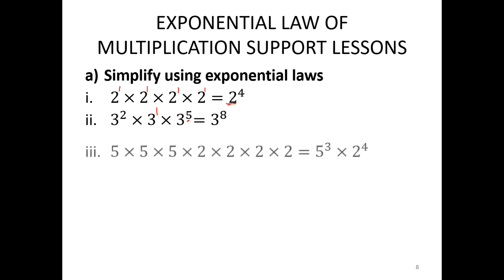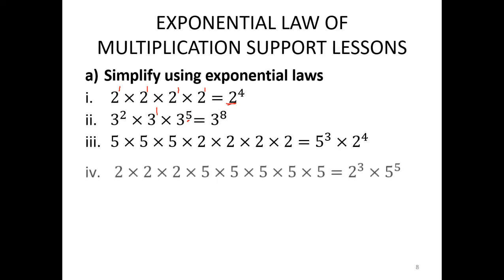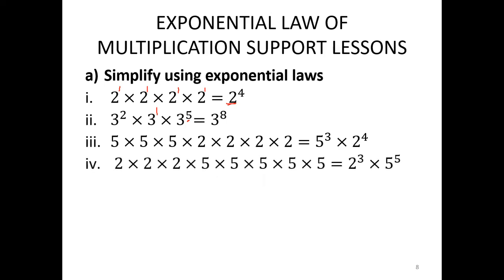Number 3, we'll have 5 cubed times 2 to the exponent of 4. Number 4 will have 2 cubed times 5 to the exponent of 5. And number 5, let me just explain this one because it's very interesting. You will write it as a base of x. You add the exponents, so 2 plus 1 is 3. 3 plus 1 will give you 4. 4 minus 1 will give you 3. 3 plus 1 will give you 4. Plus 4 plus 1 will give you 5. That's why we end up with x to the exponent of 5.